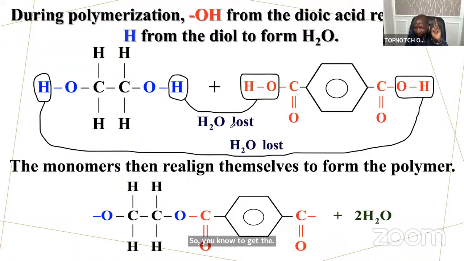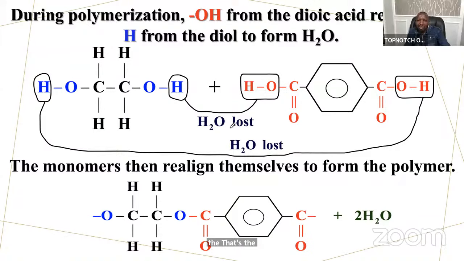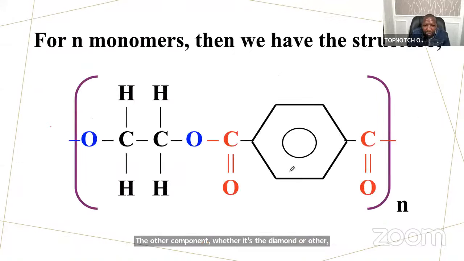So you have to be careful. Just know that the OH comes from the alkanoic acid. The other component, whether it's a diamine or a diol, will give you the H. And that is how you get the formula of terylene. And I think now I have demystified those concepts in a manner that is easier for you.